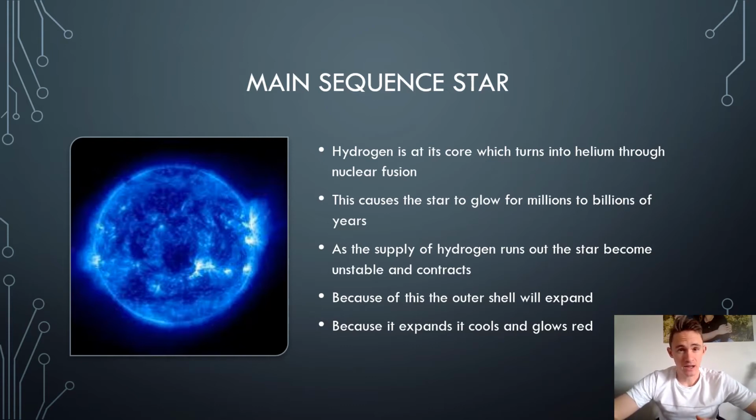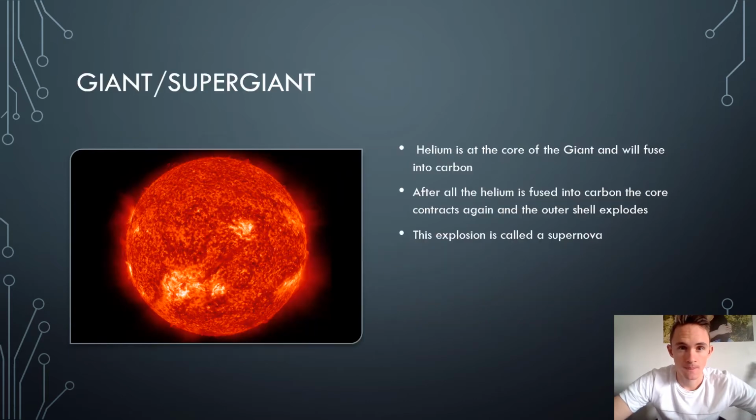But the moment it runs out of fuel, it becomes unstable and it contracts. And when it contracts, the outer shell expands and it starts to cool off and it turns red. That's when it turns into a giant or supergiant. A supergiant has a core made out of helium, and it turns into carbon through nuclear fusion.